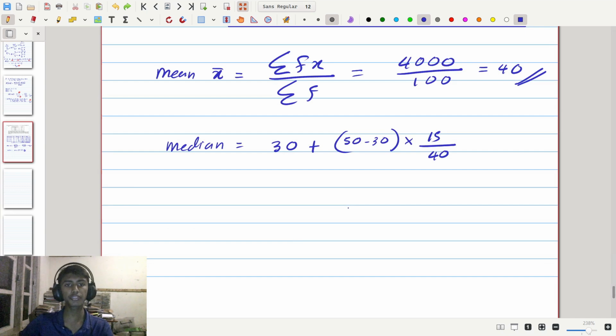So now simplifying this down, we go 30 plus 20 over 40 times 15, which is going to be half of 15, which is 7.5. So 30 plus 7.5 is going to be 37.5. And therefore, the median person in this set of data is going to have 37.5 thousand in savings.